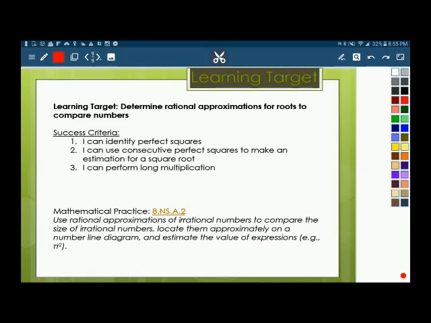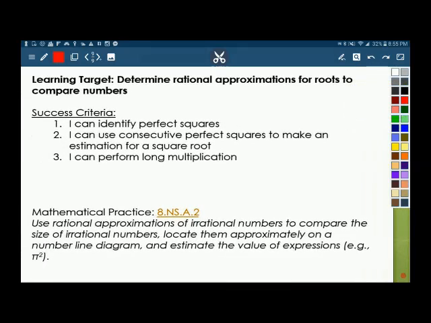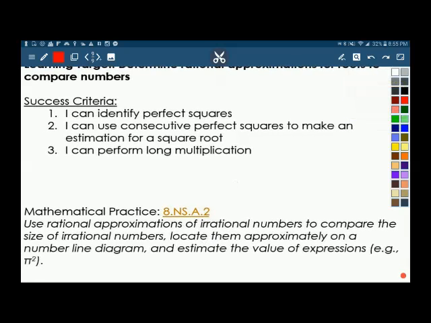All right, that just about wraps up our learning target today, determining rational approximations to roots to compare numbers. We approximated them to tenths and hundredths. We had to identify perfect squares to do this. We had to identify what consecutive perfect squares were and use that to estimate what the square root was between. And we also performed that long multiplication. Okay, we did the identification of perfect squares in all three examples. We identified consecutive perfect squares in all three examples, and we performed long multiplication in all three.